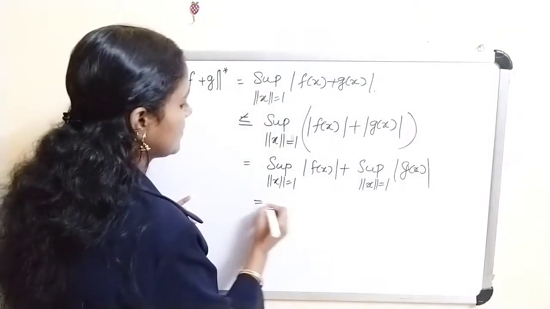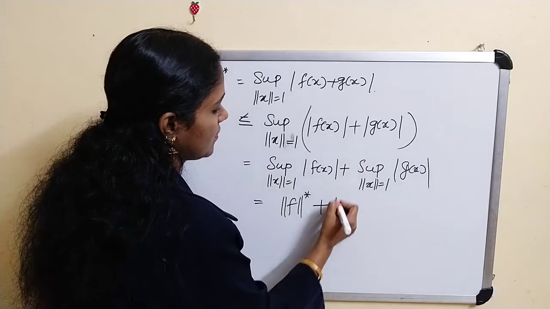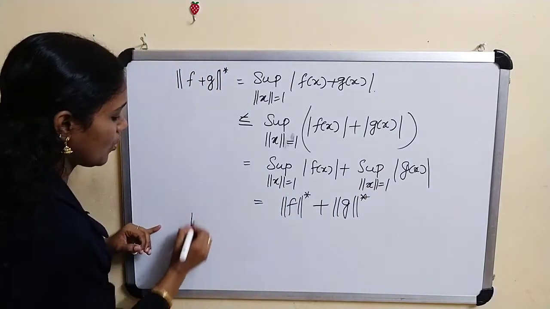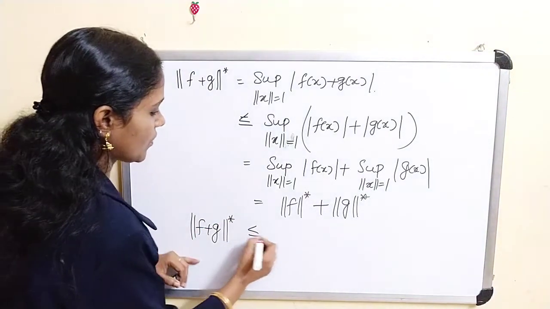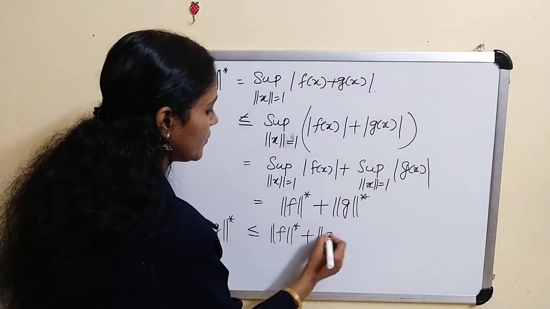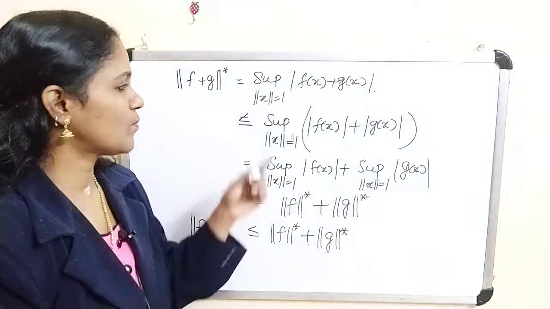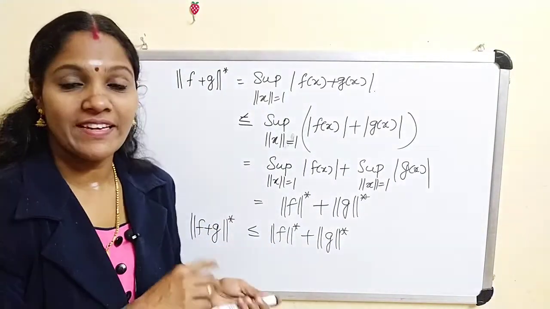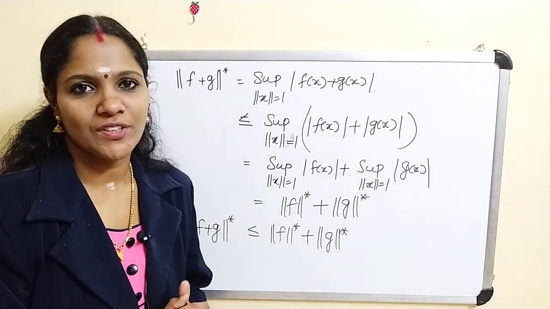Okay, and this is norm of f plus this is norm of g star. Thus we get norm of f plus g star is less than or equal to norm of f star plus norm of g star. This implies the triangle inequality holds. This implies this definition of norm satisfies all the conditions of a norm.